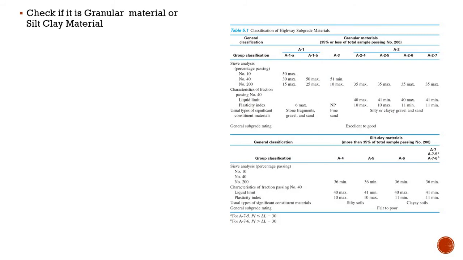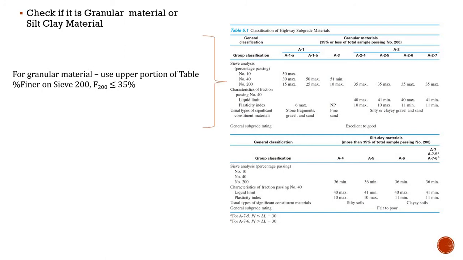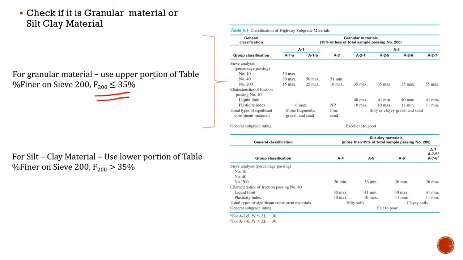So, first step is to check if it is a granular material or if it is a silt-clay material. If it is a granular material, use the upper portion of the table. If F200 is less than or equal to 35%, we use the upper part of the table. If it is silt or clay material, how do we know? When F200 is greater than 35%, that is silt-clay material, we use the lower portion of the table.